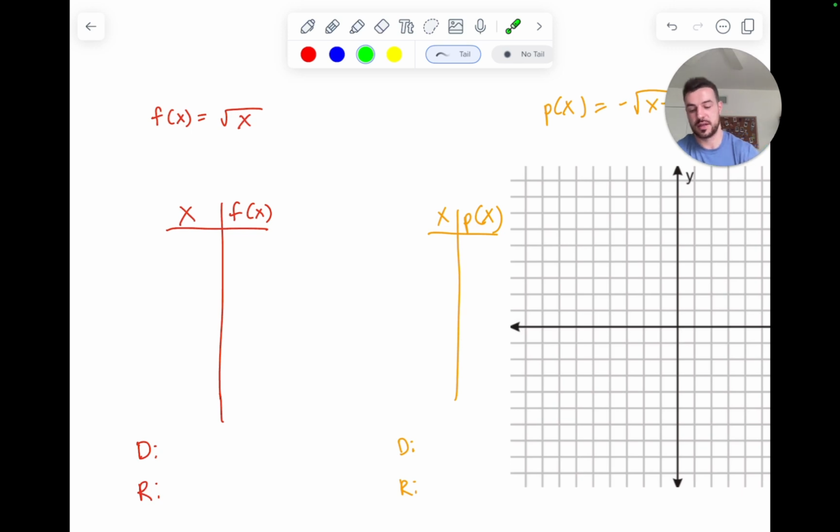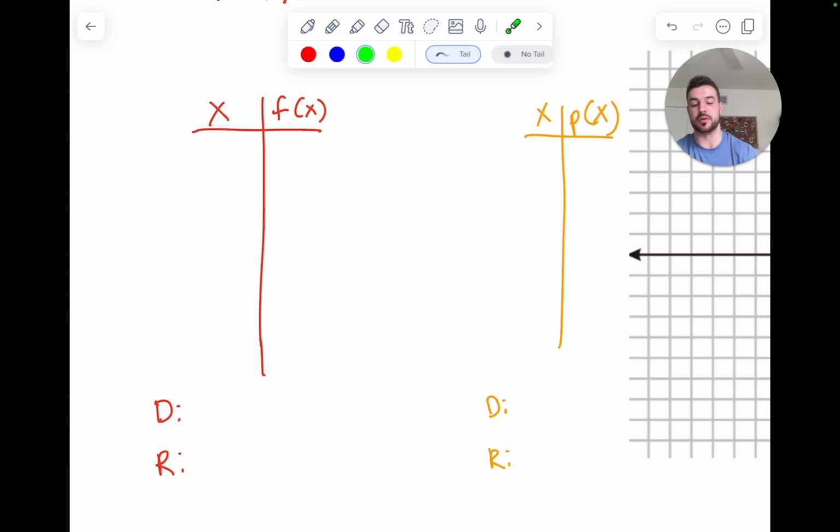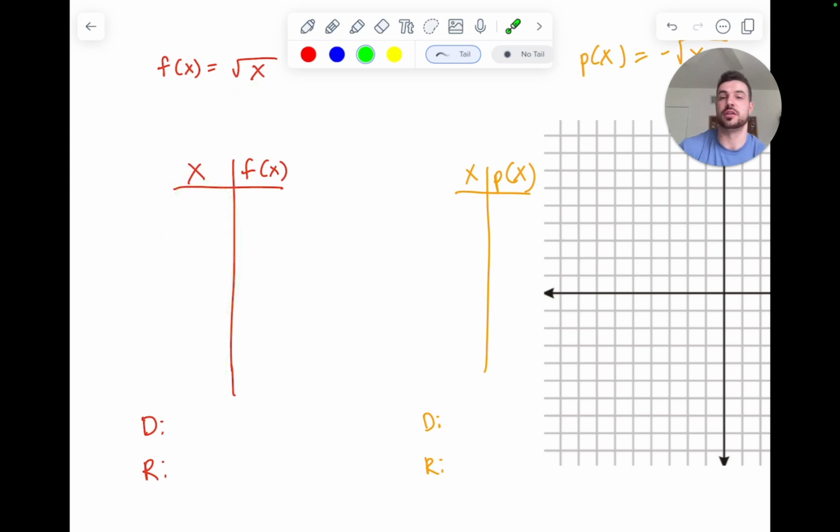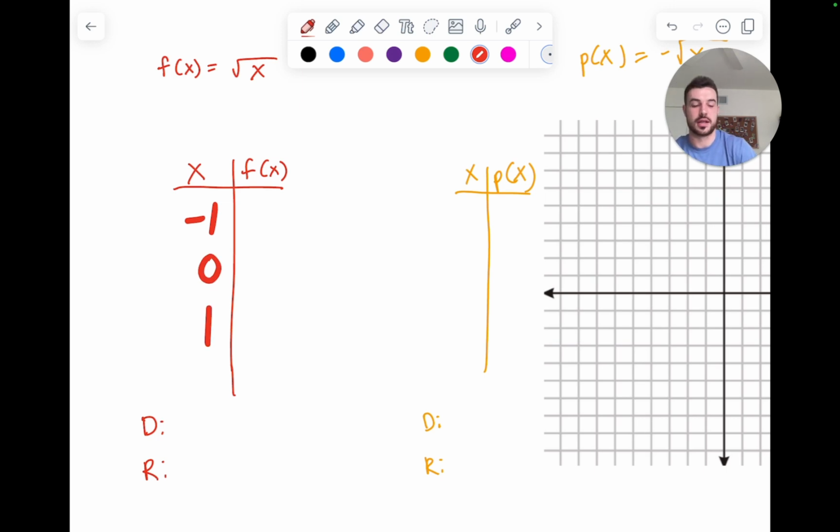Now, when we're creating our parent table, it is helpful to pick some nice x values that we are going to plug into this function to evaluate. Out of habit, most of us are likely going to choose values such as -1, 0, and 1. The problem is if I plug in -1, I cannot take the square root of a negative and get a real solution out. So I wouldn't be able to graph this function because my output would be undefined. So what that means is I'm going to have to pick positive numbers.